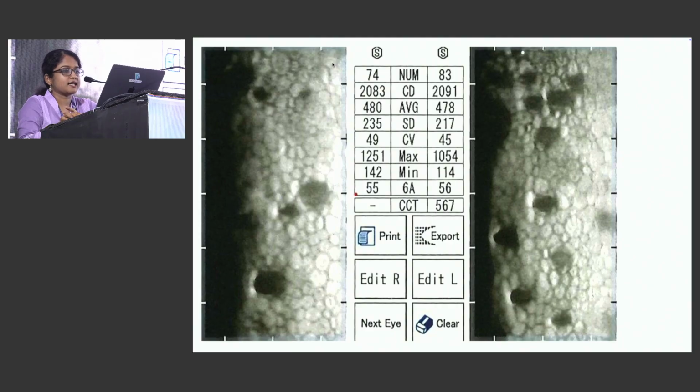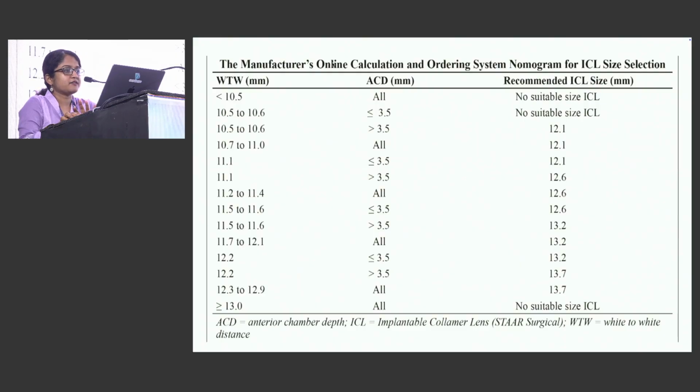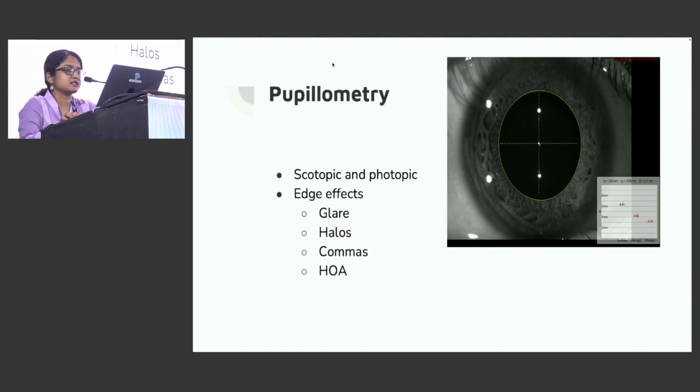Now, the corneal endothelium maintains corneal clarity by regulating stromal hydration. So, procedures like ICL, RLE, and high myopic laser ablations can lead to endothelial decompensation. Eligibility for ICL we already know. A very low specular count is an absolute contraindication. Also, if the patient has a low ECD and borderline thickness, it is better to avoid procedures which put more pressure on the cornea, and surface ablation might be a safer option. So this is the manufacturer's calculation and ordering system nomogram for ICL size selection by STAAR Surgical.